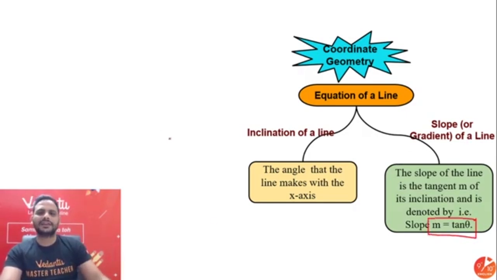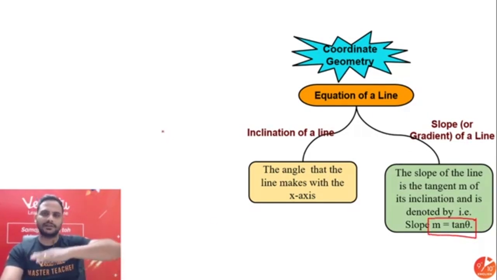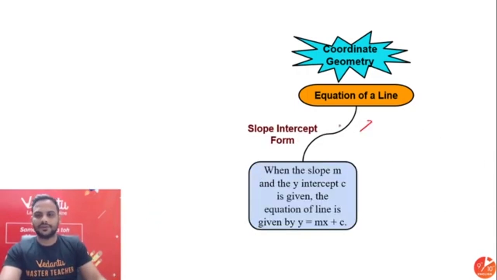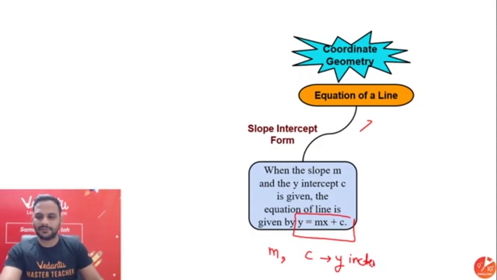Generally we measure the angle in the anti-clockwise direction, and if you are measuring it in the clockwise direction, then take the negative value of tan theta. Now, slope intercept form. There are different forms. First form is slope intercept form. Where will you be using it? When you know the value of m and c. What is c? c is the y-intercept.